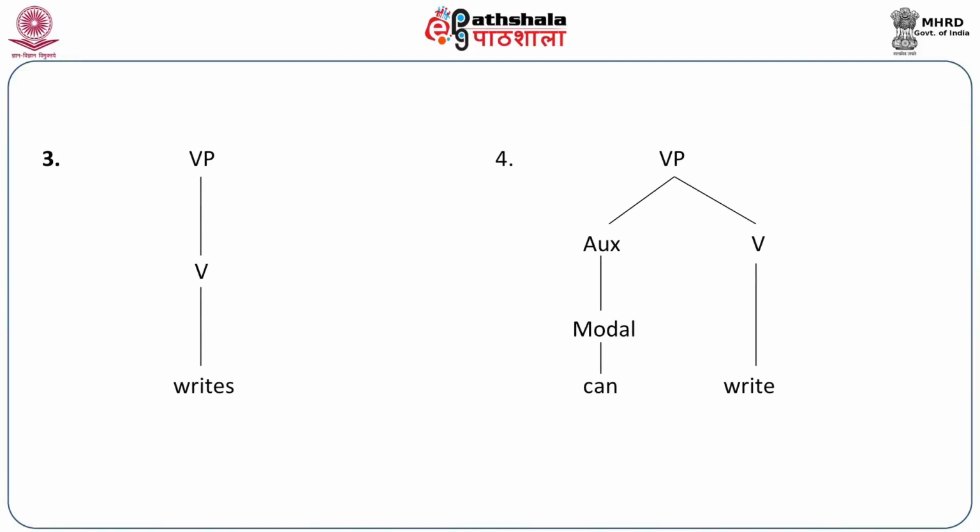The verb phrase can be very simple, like you say John writes, or it can have more things, like it can have a modal. You can say John can write. So we say that like a noun phrase must have a noun, a verb phrase must have a verb. It may have also a modal.